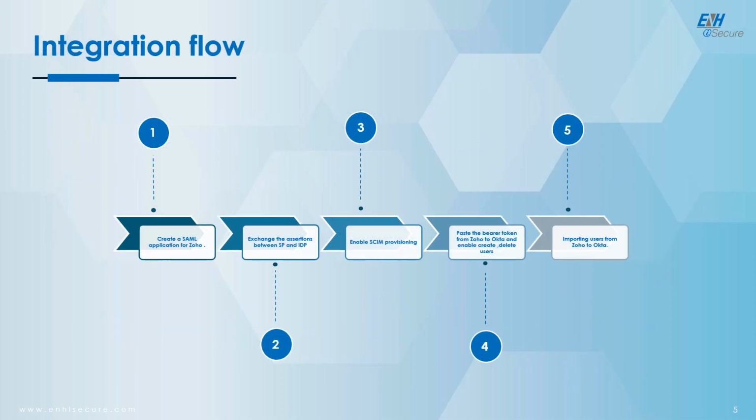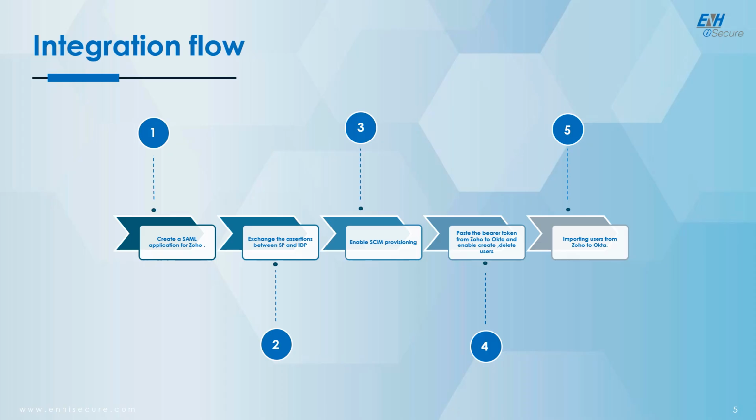Let us talk about integration flow. Step 1. Creating a SAML application for Zoho. Imagine you are setting up a new way for employees to access Zoho People Plus without having to log in multiple times. To do this, you create a SAML application for Zoho. SAML is like a digital ID card that helps different systems trust each other. When you create this application, you are essentially telling Zoho to trust Okta, which will be the identity provider.